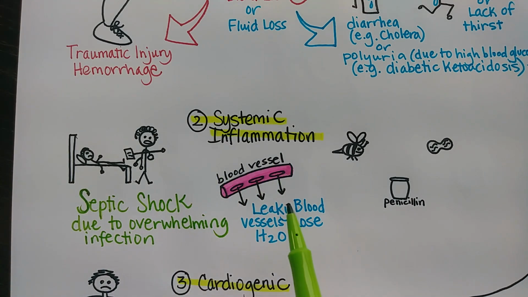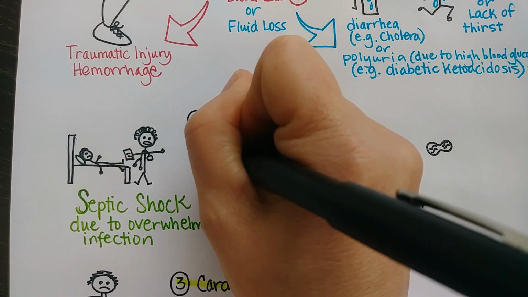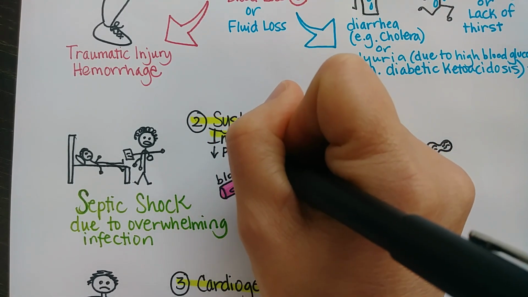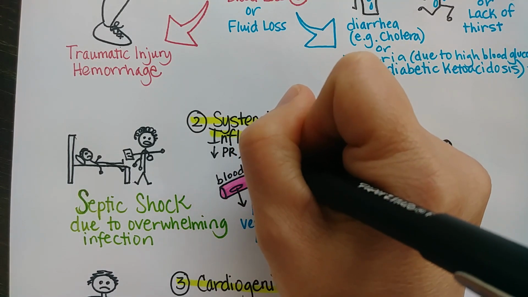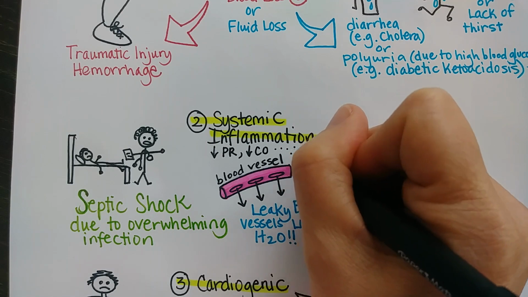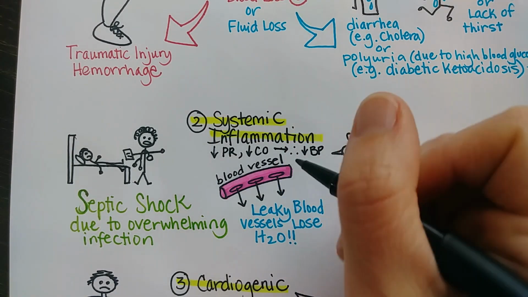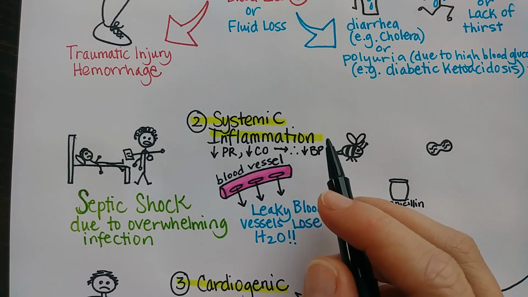So local inflammation is good for solving problems, but if you have leaky blood vessels everywhere, then that's going to cause your peripheral resistance to go down. So this decreases cardiac output and peripheral resistance. So it's by decreasing peripheral resistance first, and then eventually it's decreasing cardiac output, and both of these will therefore decrease blood pressure. So, a decrease in peripheral resistance and cardiac output will therefore decrease blood pressure.